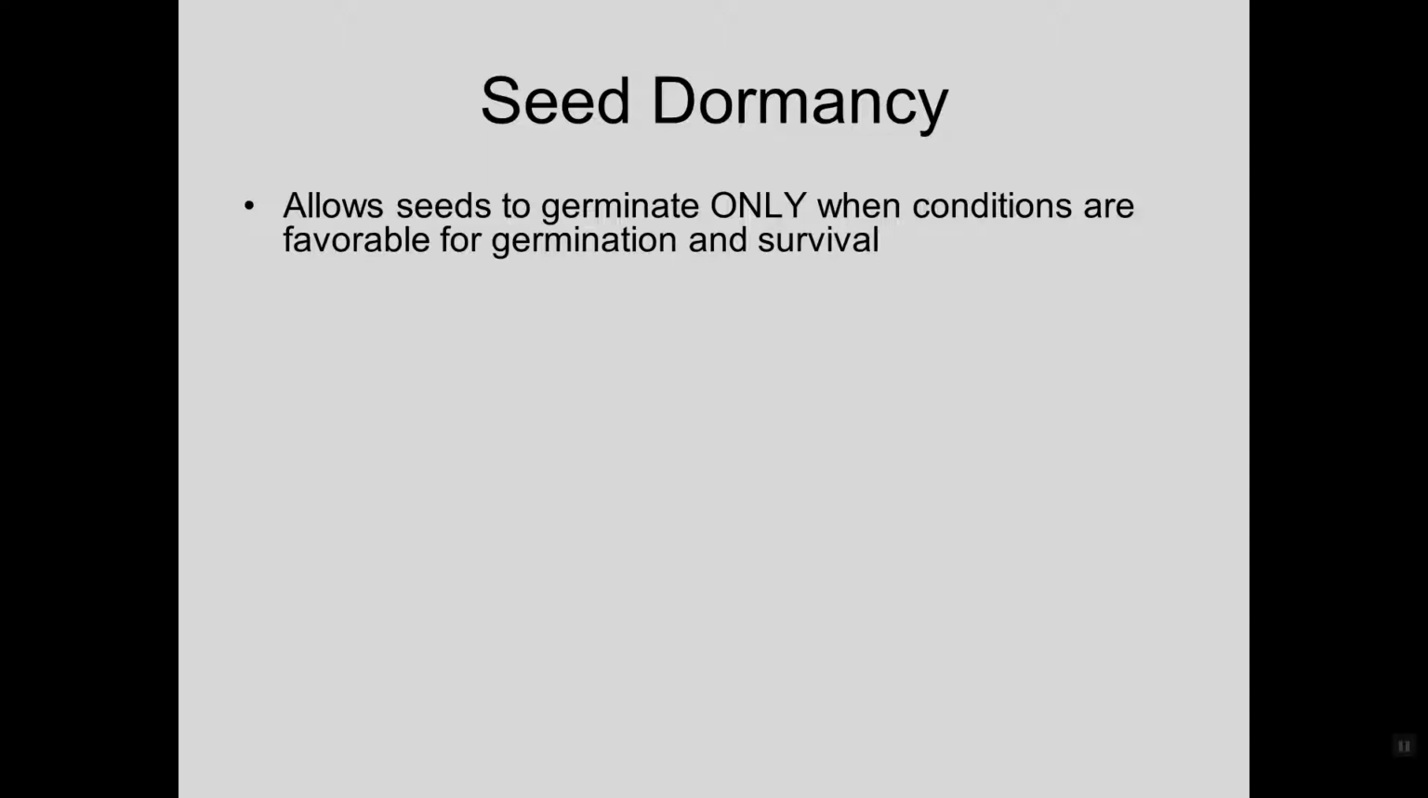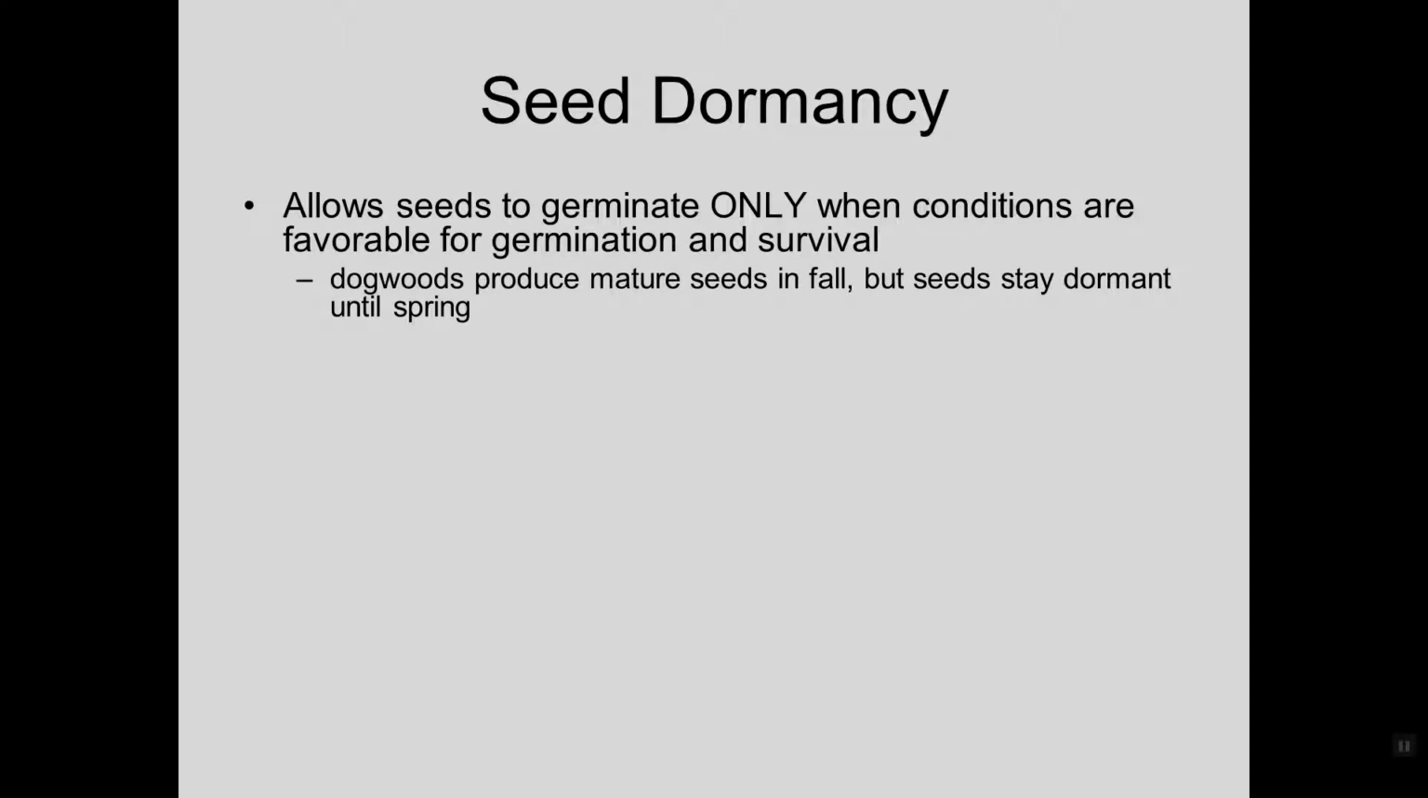So seeds have a dormancy that usually keeps them dormant until conditions are good for the seed to germinate and survive. Often a lot of seeds from wild, native plants adapted to cold climates have a dormancy that does not allow them to germinate until they've gone through a cold period. It's like they're sensing winter's over and then they can germinate. For example, dogwood trees produce mature seeds in the fall, but the seeds stay dormant until they've gone through a cold period, and that lets the seed know, okay, winter's over.